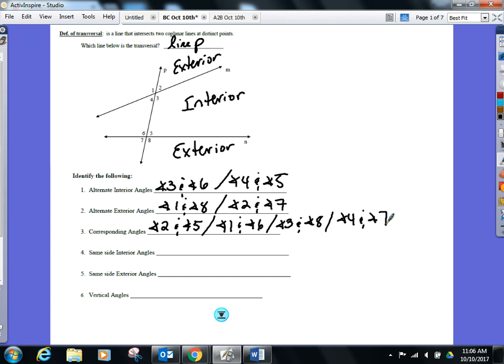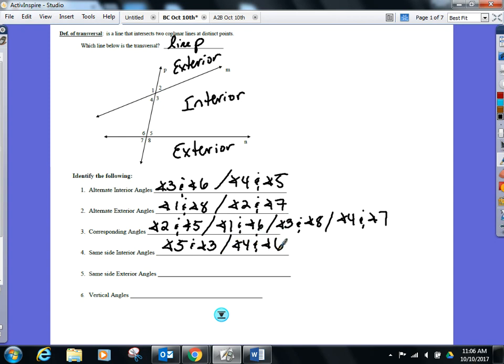Okay, same side interior. Same side means same side of the transversal. Interior, inside the 2 lines. Same side interior. What do we got for a pair? Go ahead, Matt. Why do I say Matt? Angle 5 and angle 3. I was right, wasn't I? Mike. Sorry, Mike. Go ahead. Say it again, Mike. Angle 5 and angle 3. Good. And there's another pair up there, 4 and 6.